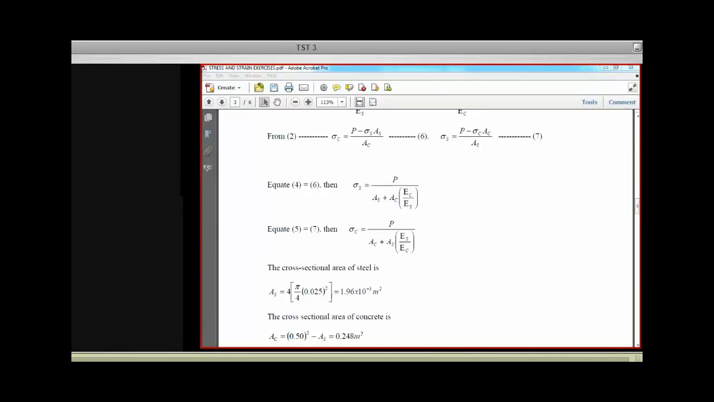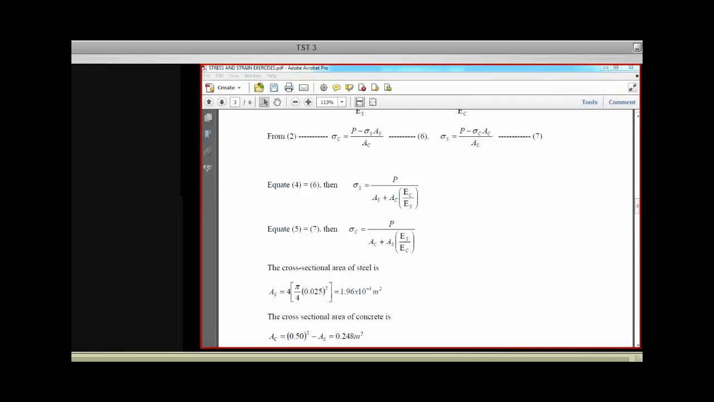So our interest is just to input the parameters. And what are those parameters? The load which has been given, the area of the steel and the area of the concrete, which have been given or can be calculated. Of course, we have the dimensions, but we can calculate the areas. And we have the Young modulus of the concrete and the Young modulus of the steel, which have been given. So now, the first thing is to calculate the cross-sectional area of the steel.